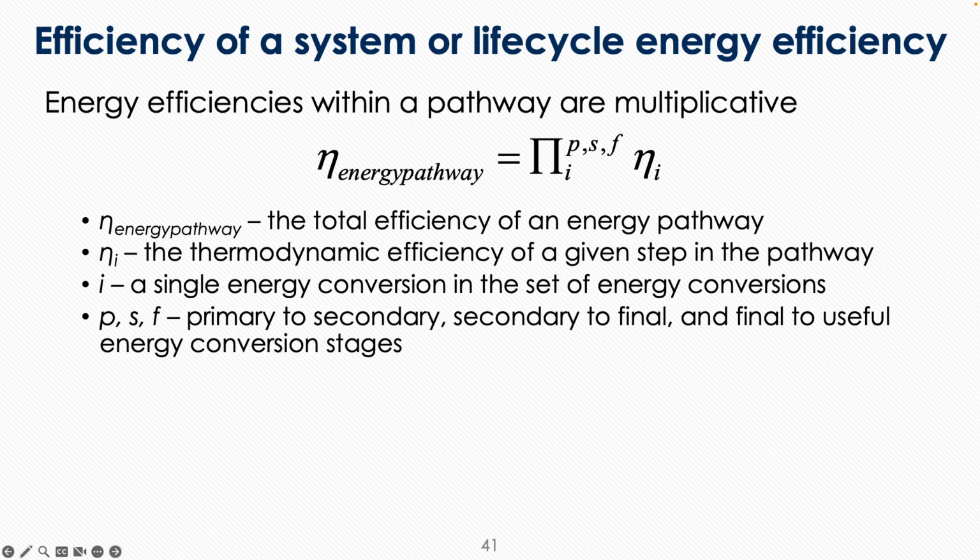The way that we calculate efficiency across the entire system is that you are multiplying efficiencies throughout, and so the total efficiency of your entire energy pathway looks something like this, where the thermodynamic efficiency of each given step in the pathway can be multiplied across your primary, secondary, and final stages.